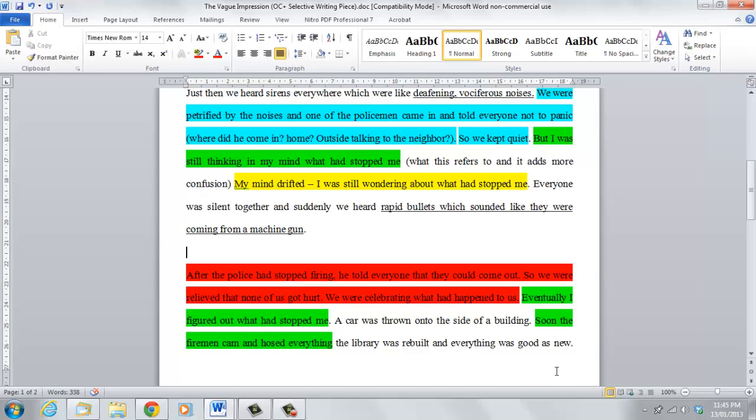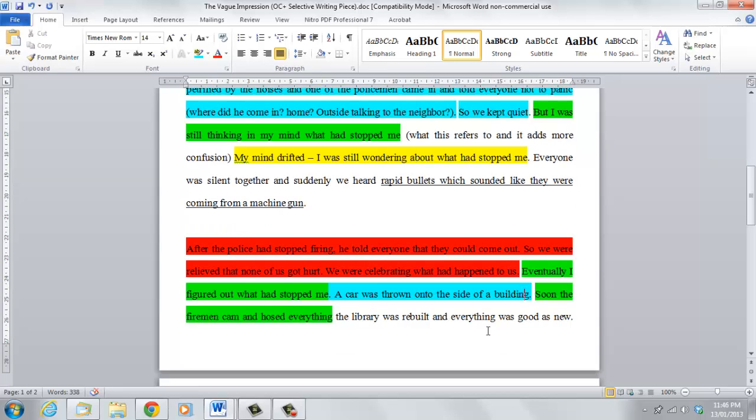Okay. Eventually, I figured out what had stopped me. Again, whether this part is necessary, or it could be reworded. A car was thrown into the side of the building. Okay, so at this point, this is where the confusion really enlarges, because a car was thrown onto the side of the building. Then why would there be bullets, or why would there be police firing?